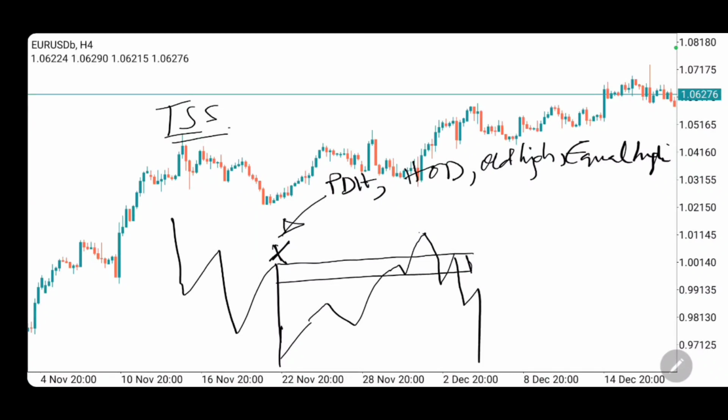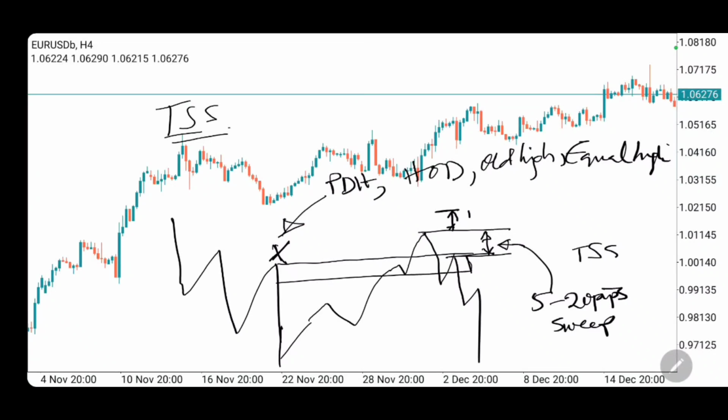You look for some entry confirmation, you sell. Now note the distance of the liquidity sweep is mostly about 5 to 20 pips. This is a 5 to 20 pips sweep, and this is the turtle soup short. Now your stop loss will be somewhere around here, which is around 10 pips.